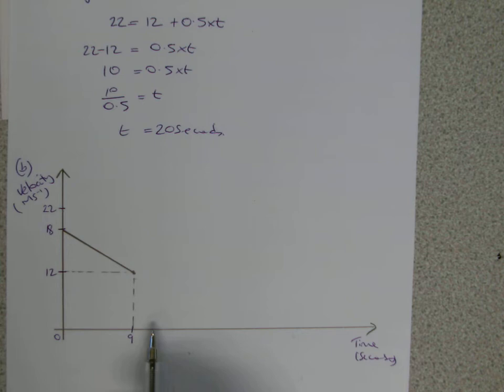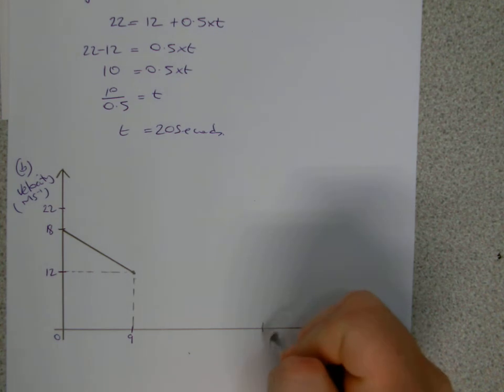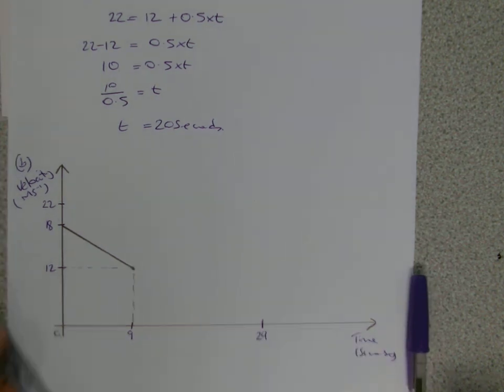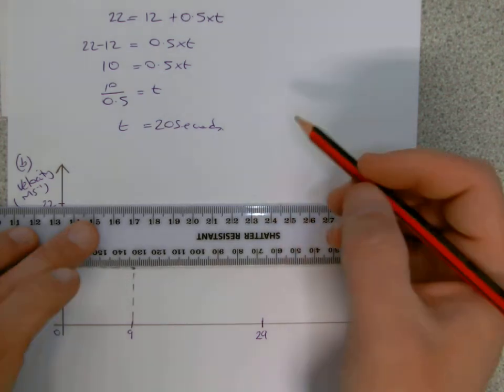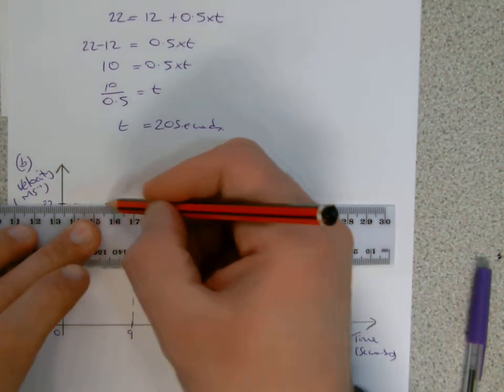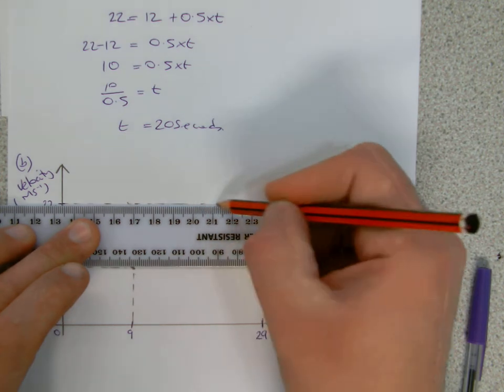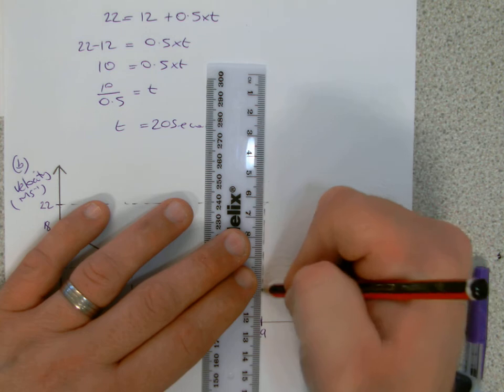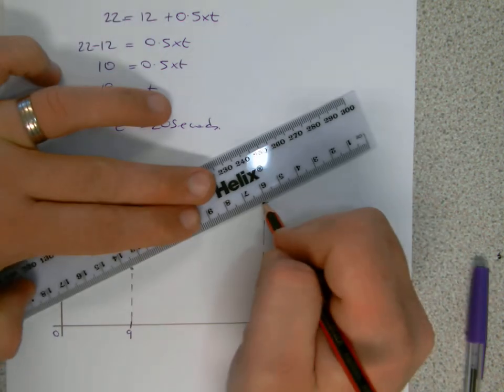And the time it takes to accelerate, we worked out in part A to be 20 seconds. We need to add 20 seconds onto that. My scale might not be perfect here, so maybe we'll put 20 seconds there. So that'll be 29 if we add 20 seconds on, and the speed is going to be 22 then. So if I just draw a line across here, join that point up there.